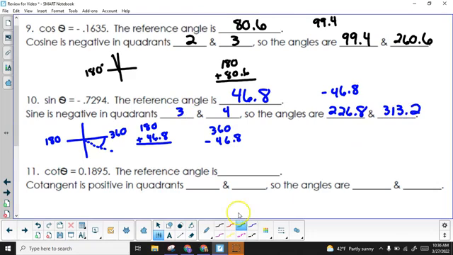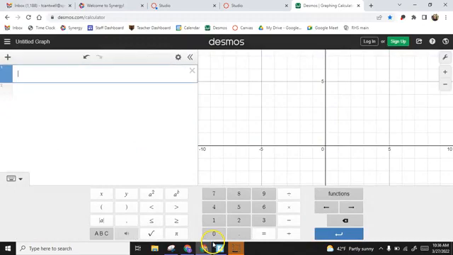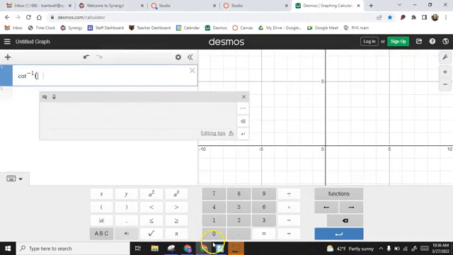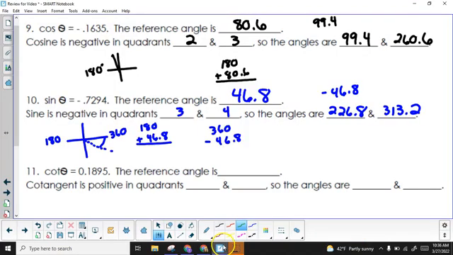And we do the same for our last one. The cotangent of theta equals 0.1895. So we'll go to Desmos and we'll do the inverse cotangent of 0.1895. We get 79.3 degrees because of rounding. And that is itself a positive acute angle. So 79.3 is our reference angle.